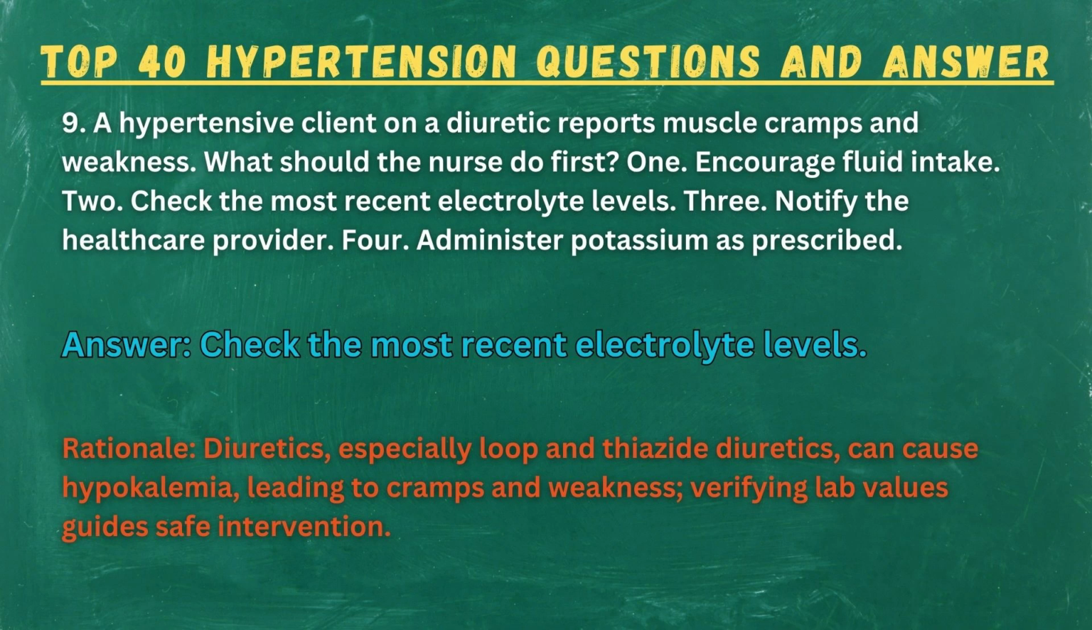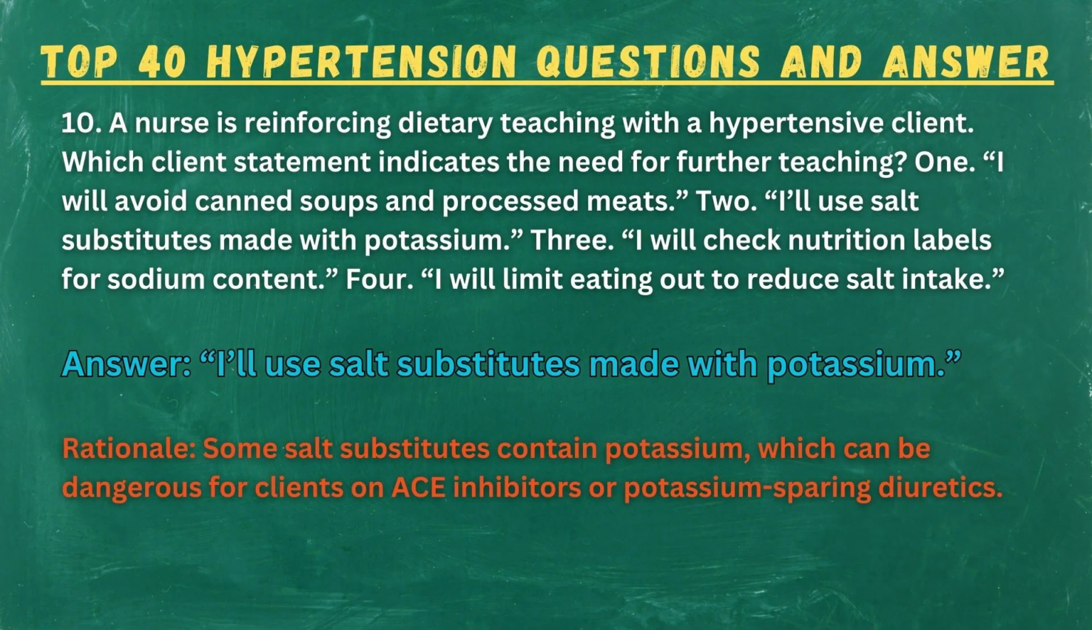Rationale: diuretics, especially loop and thiazide diuretics, can cause hypokalemia, leading to cramps and weakness. Verifying lab values guides safe intervention. 10. A nurse is reinforcing dietary teaching with a hypertensive client. Which client statement indicates the need for further teaching?